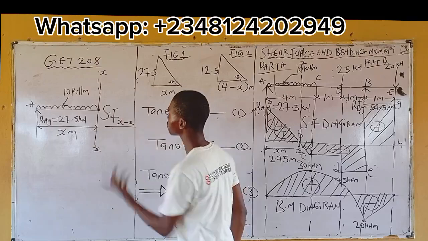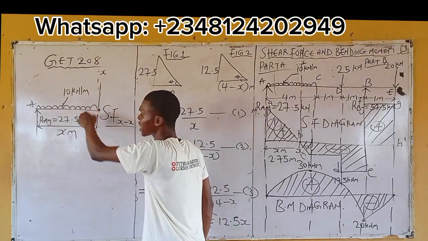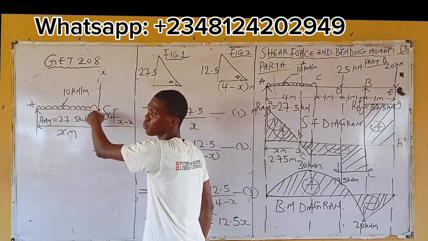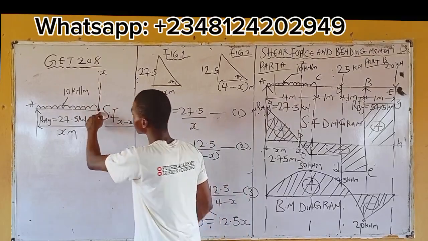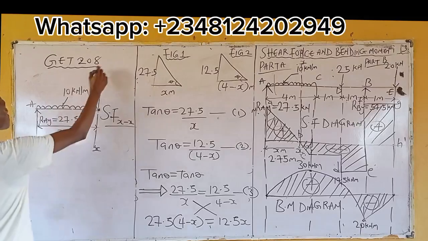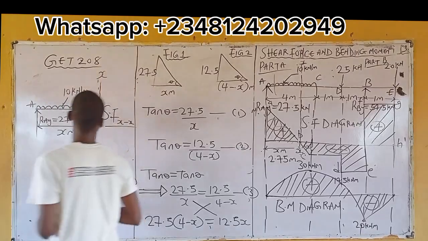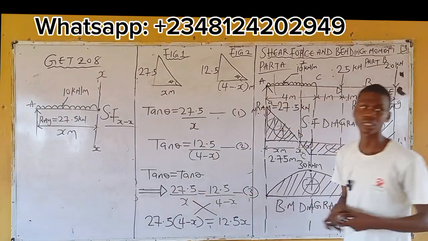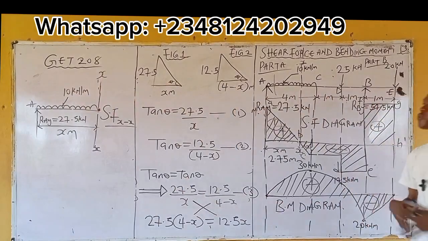Why do I symbolize it, or why am I representing it as this? Just because I'm doing shear force. I'm taking shear force at this particular point, and at this particular point, I've sectioned it as XX. Are you getting me? I've sectioned it as XX.